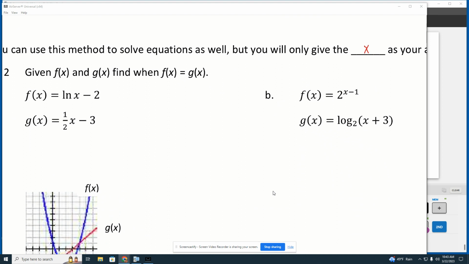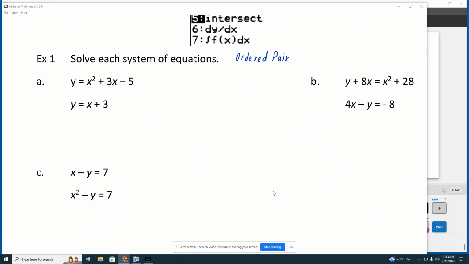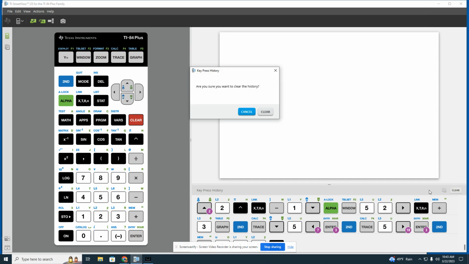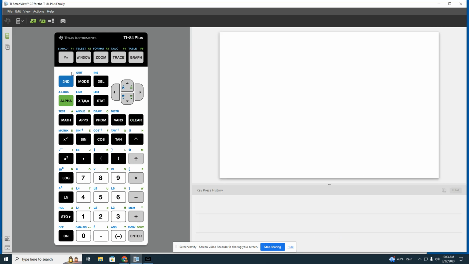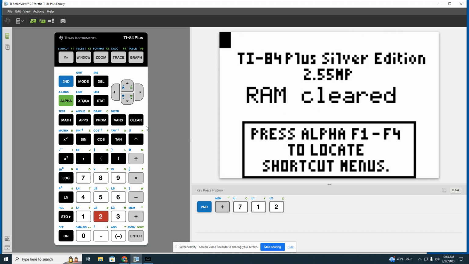Okay? So let's go to our calculator. And what should be the first thing we do to our calculator? I would reset it. Okay? Well, after turning it on, I would reset it. Did somebody say turn it on? Yeah, I would turn it on for sure. And then go second plus 7, 1, 2, reset that thing.